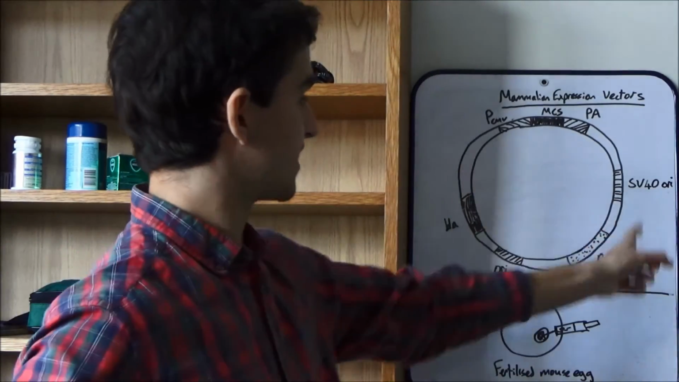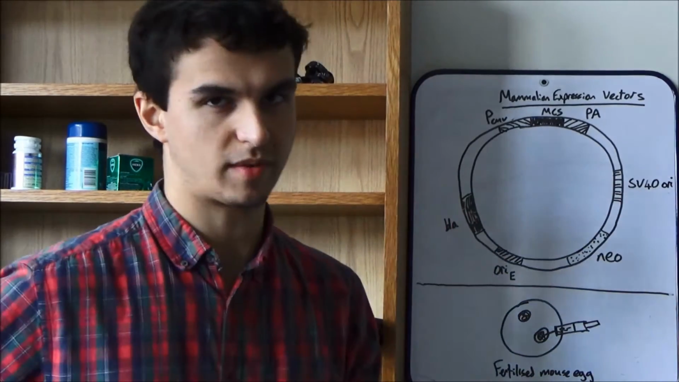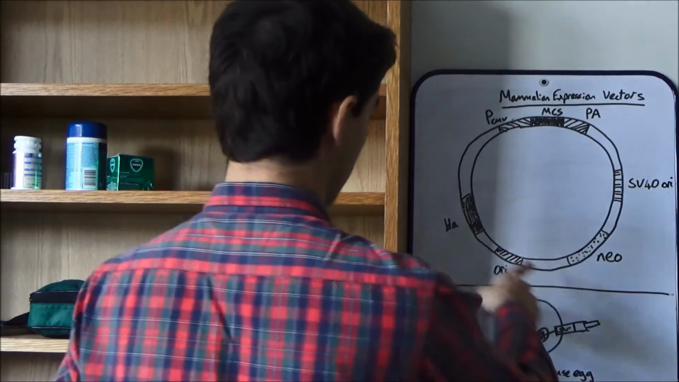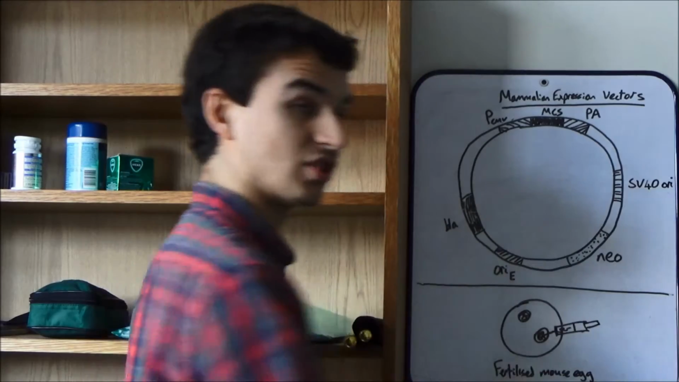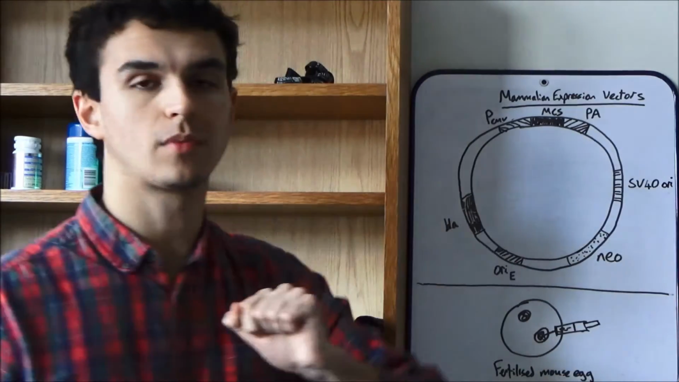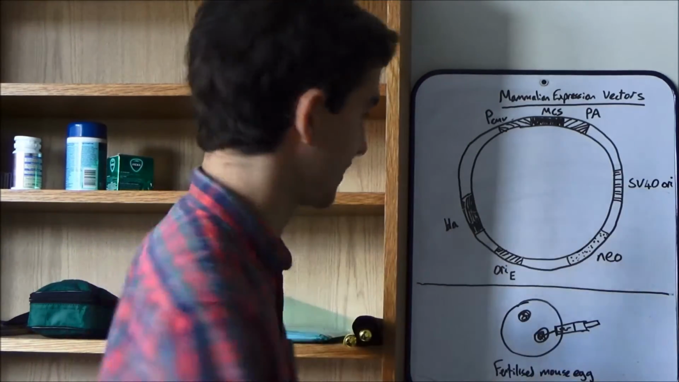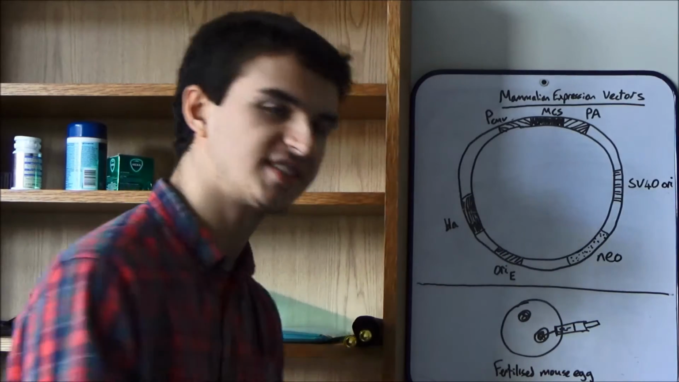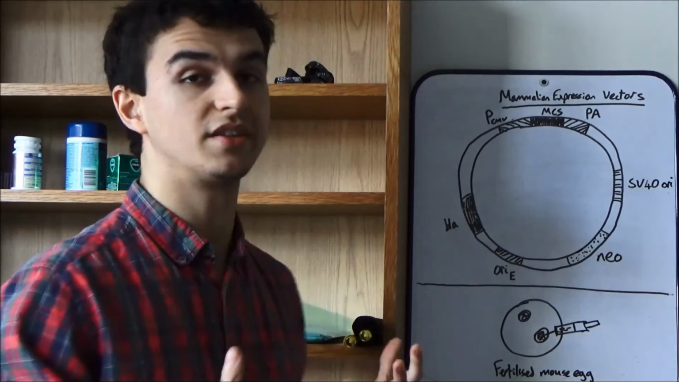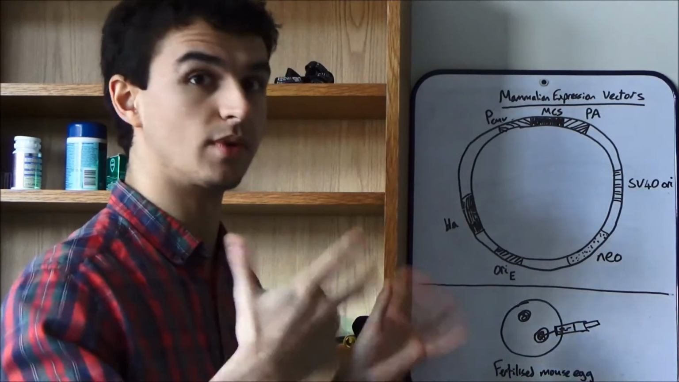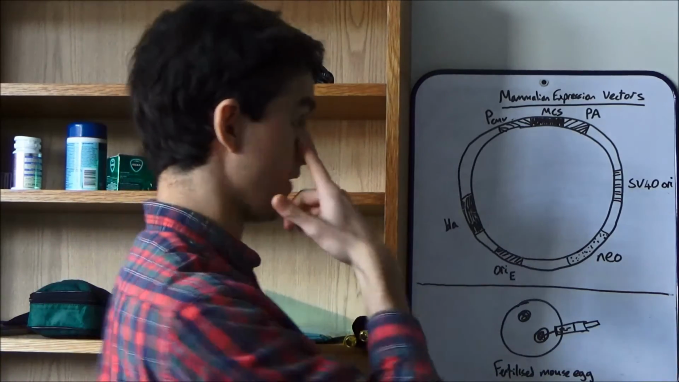Now there's also this, the SV40 origin of replication. Now that, just like the origin of replication for E. coli here, allows for replication in the mammalian cells. Now SV stands for simian virus. This is a monkey virus, so it's able to replicate within these mammalian cells, so it's very useful.